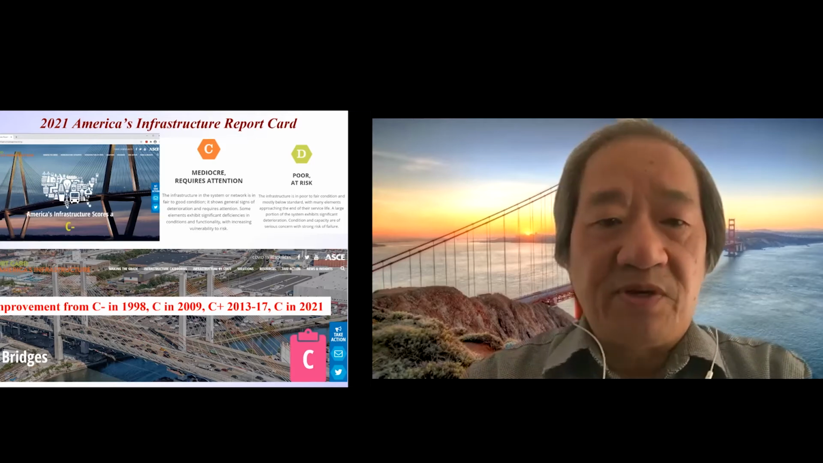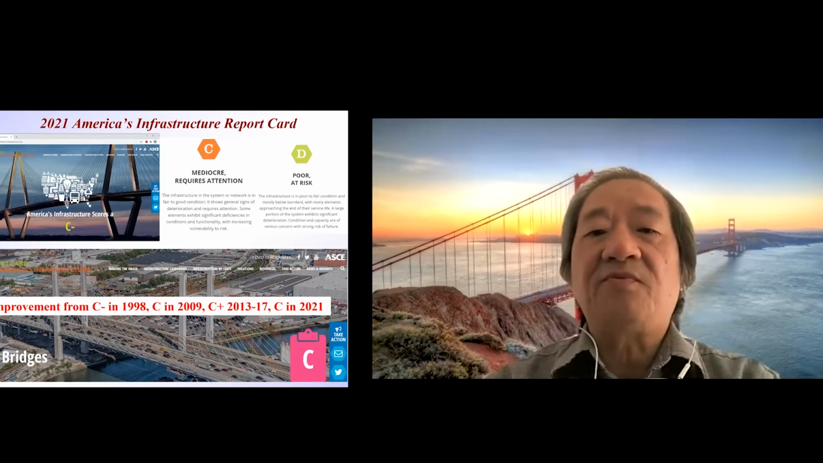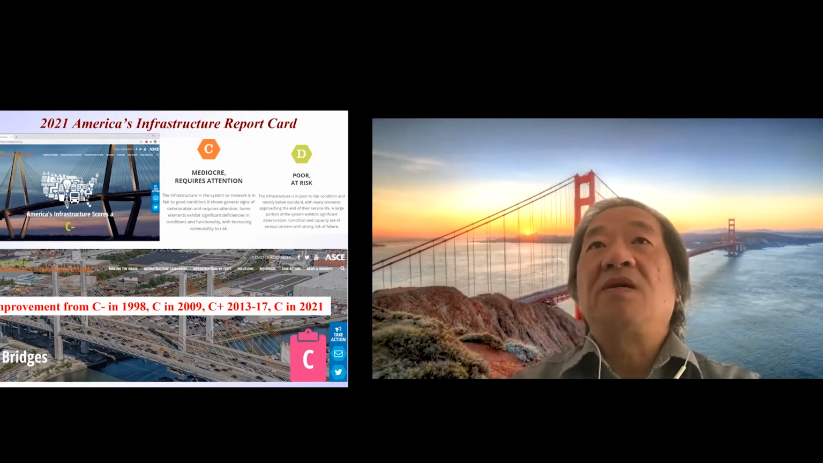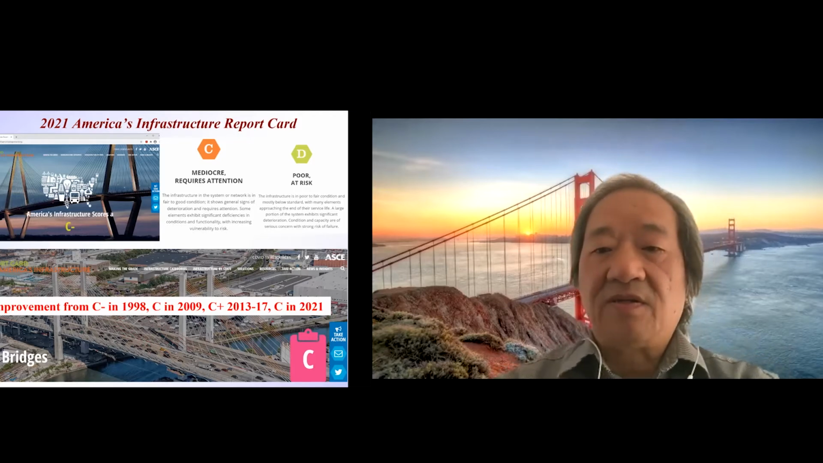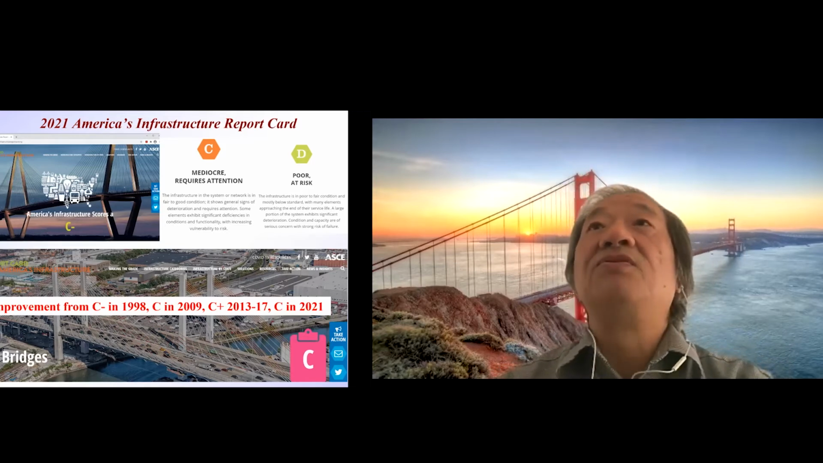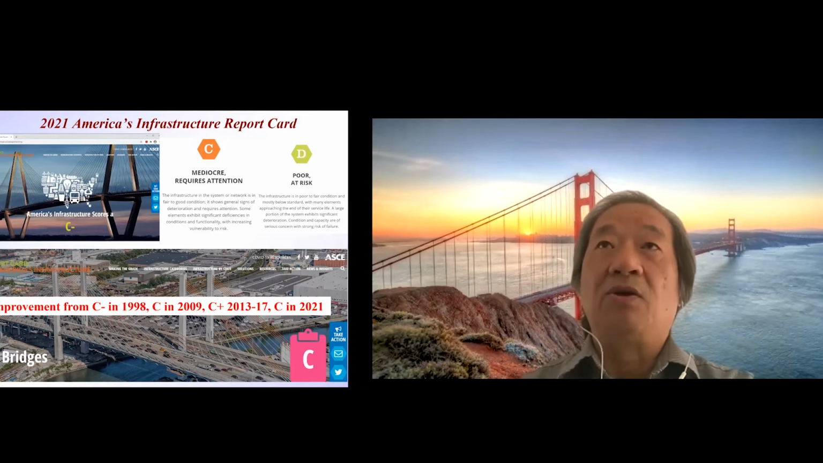But how about bridges? The bridges have been getting a C-, C+ for almost the past 20, 30 years. And this past year, the grade they gave is a C. So bridges are kind of in the mediocre stage.